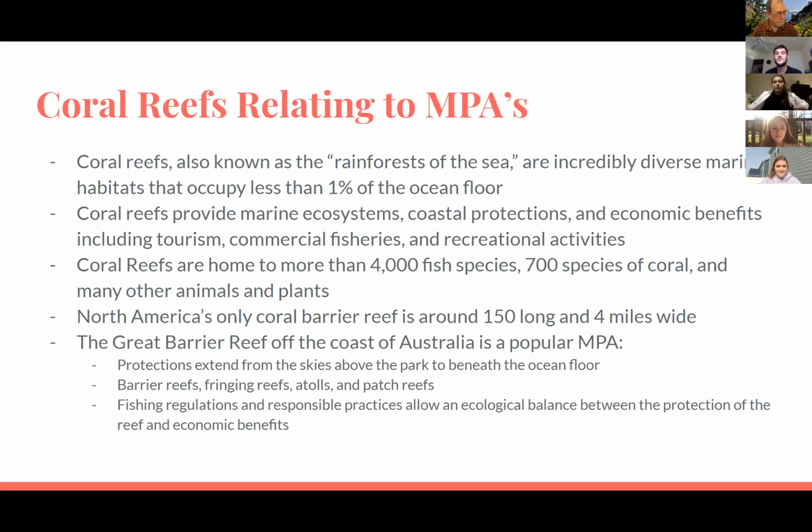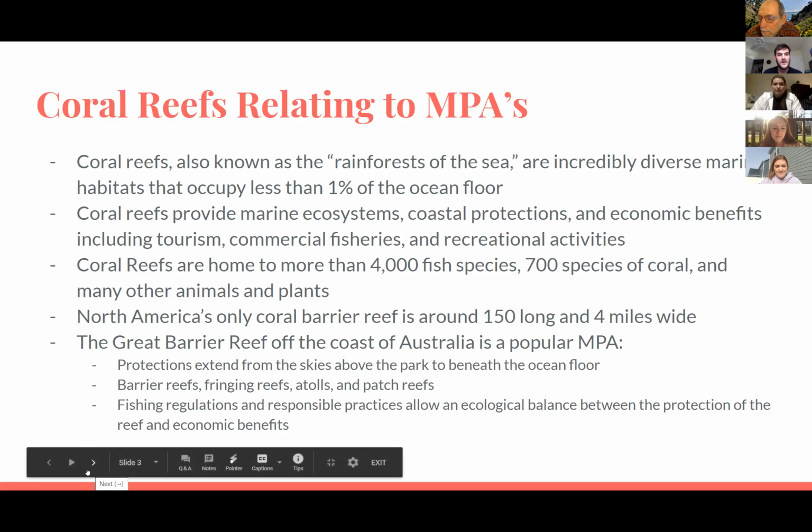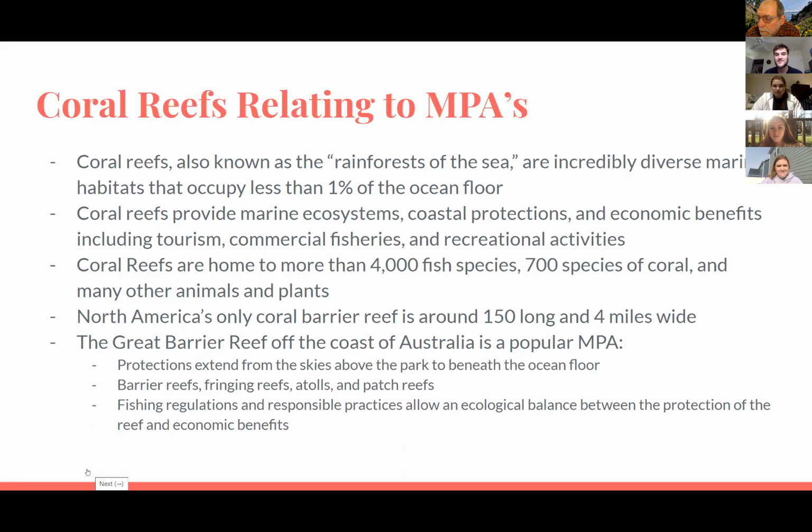Coral reefs are home to more than 4,000 fish species, 700 coral species, and many other animal and plant species. North America's only coral barrier reef is around 150 miles long and 4 miles wide. And the Great Barrier Reef off the coast of Australia is one of the most popular MPAs that people know of. Protections extend from the skies above the park to beneath the ocean floor, with barrier reefs, fringing reefs, atolls, and patch reefs. And fishing regulations and responsible practices allow an ecological balance between the protection of the reef and economic benefits.